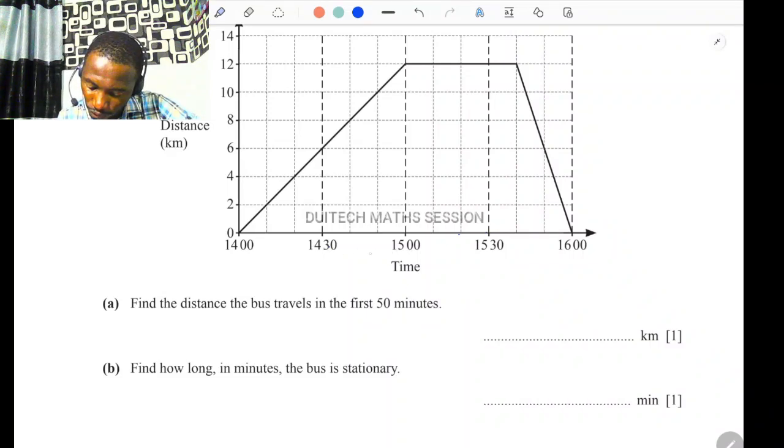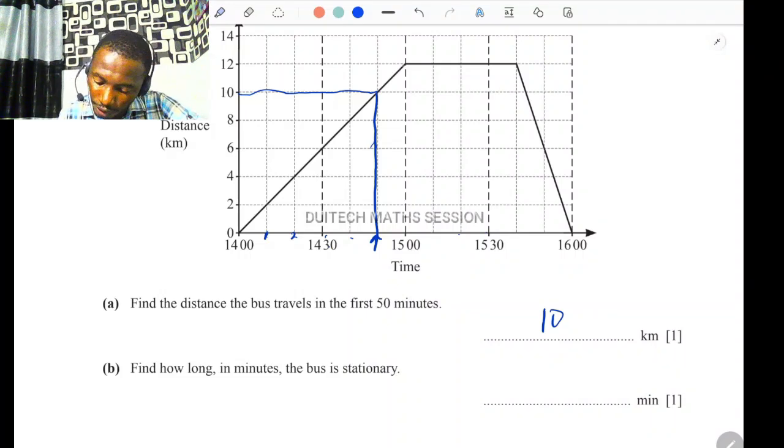So let's find out what completes it. Each box here is 10, right? So 10, 20, 30, 40, 50, right? So that means for the first 50, this is the first 50 direction. Let's see where it meets with the point. Then from there we can now say, okay, 10 kilometers. So the answer here is what? 10.